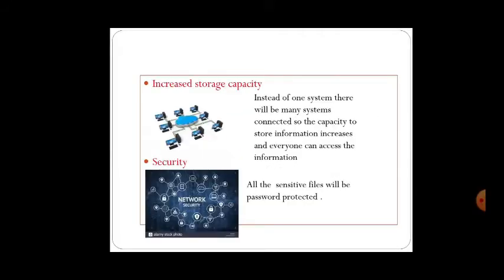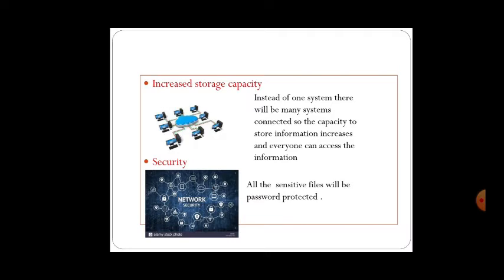So next is increased storage capacity. Instead of one system, there will be many systems connected. Whenever there is only one system, the capacity is very less. When there are more systems, then obviously the capacity will be more. So the capacity to store information increases, and everyone can access the information. This is a nice example.